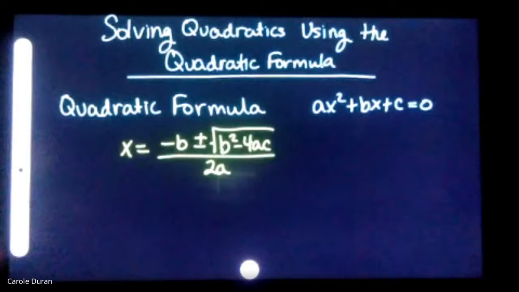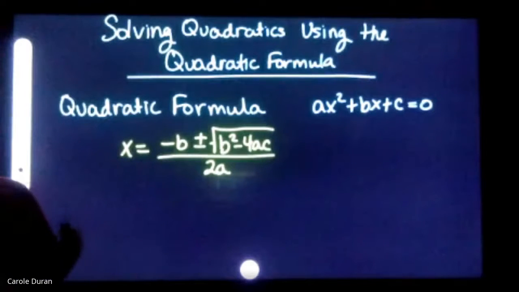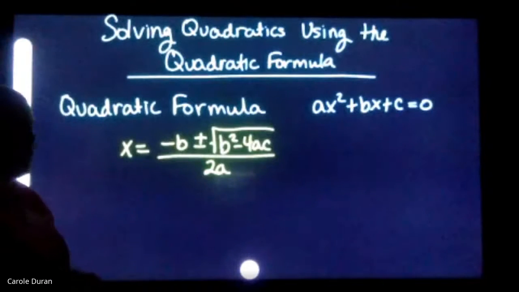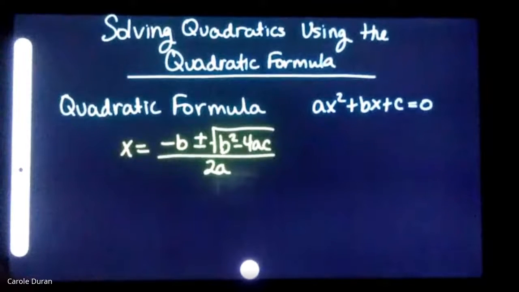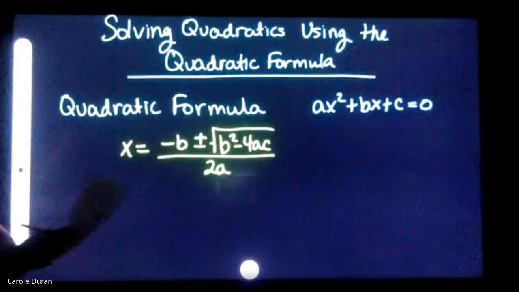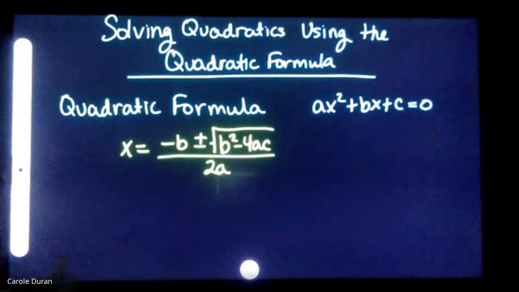Again, a, b, and c come directly from our quadratic over there. So a is the coefficient in front of our x squared term, b is the coefficient in front of x, and c is the constant on the end. Because this is something you should already know how to do, we're just going to do 2 examples that use the quadratic formula, and then we'll move into the next portion of the lesson.